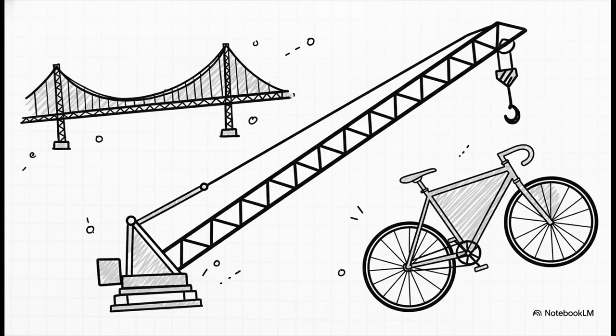And honestly, once you know what to look for, you'll start seeing this everywhere. The trusses holding up a bridge, the long arm of a construction crane, even the frame of a bicycle or the rafters in a roof, they all use the incredible inherent strength of triangles. They all rely on rigidity to literally hold our world together.